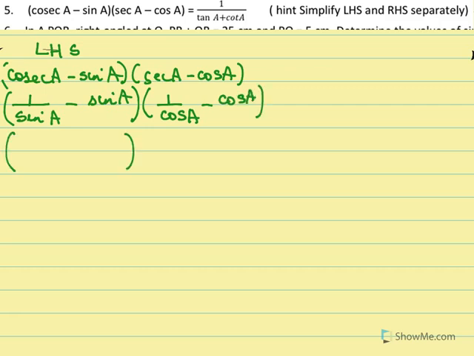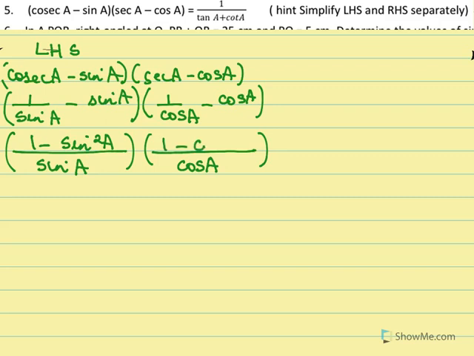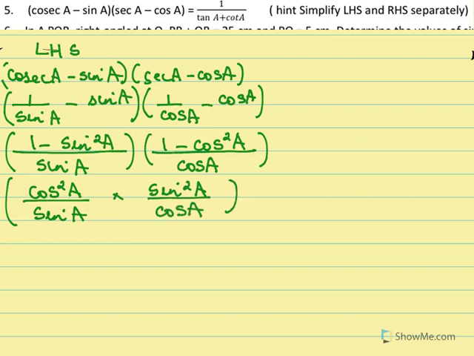Now in the first bracket we will take LCM, and that is sin A. So 1 minus sin square A. In the next bracket again we take LCM, which is cos A. This is 1 minus cos square A. Now 1 minus sin square A is cos square A, and this is over sin A. 1 minus cos square A is sin square A over cos A. Now here we can cancel sin A with one sin A, cos A with one cos A.